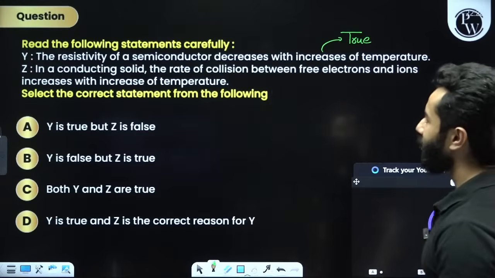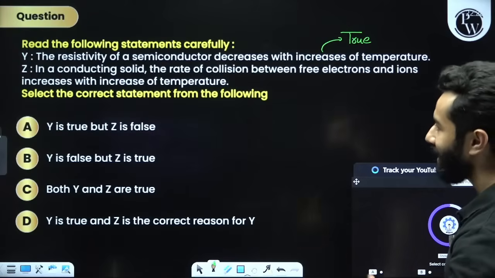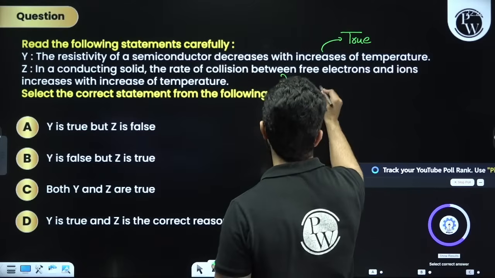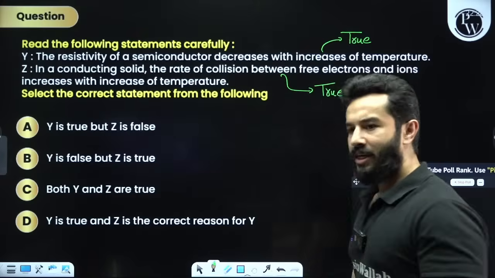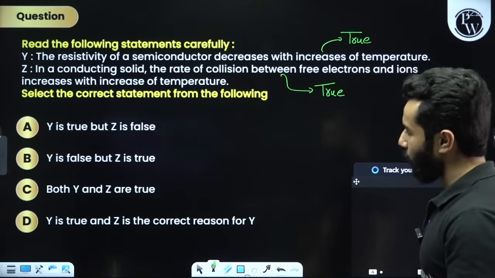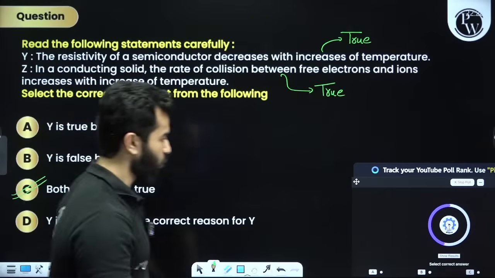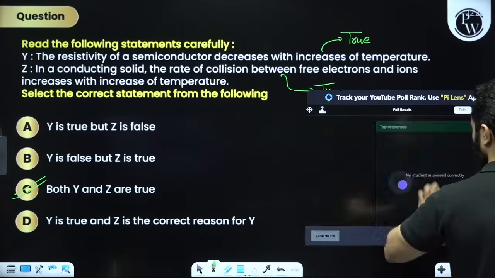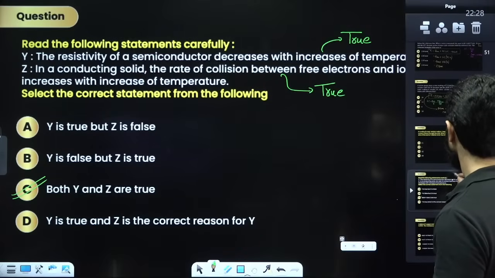In a conducting solid, the rate of collision between free electrons and ions increases with increase in temperature. This is also true. And that's why in the case of conductors, resistivity does increase. Both Y and Z are true. Good. Option C. Very, very good. Nice. Moving on to the next question.